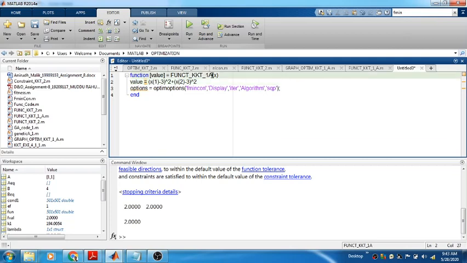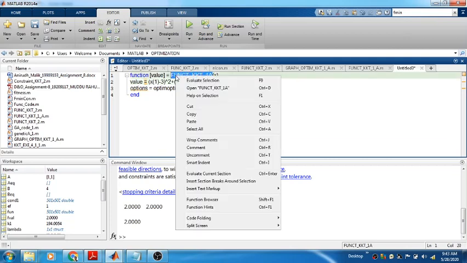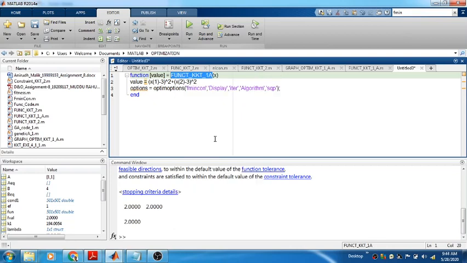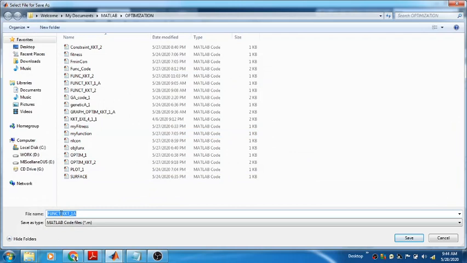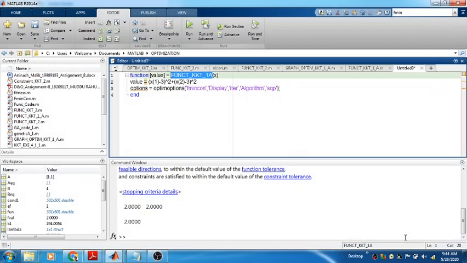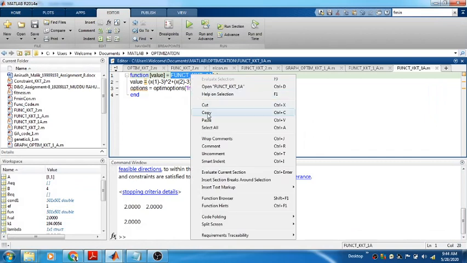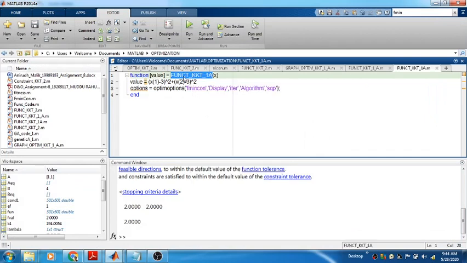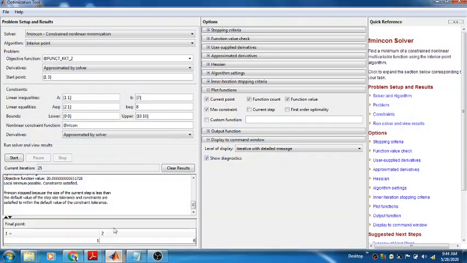You must keep the same name once you save it. So now I am keeping it the same way, which it will take by default. Now you must take this function name, and if you see, the function name is the same here in the optimization tool.